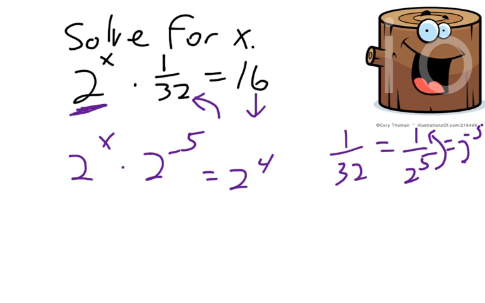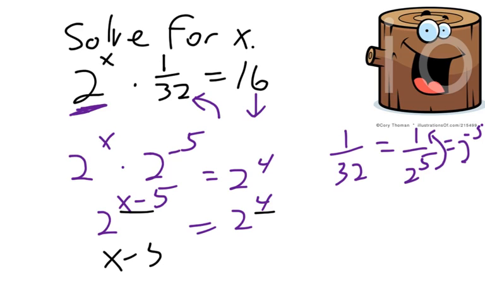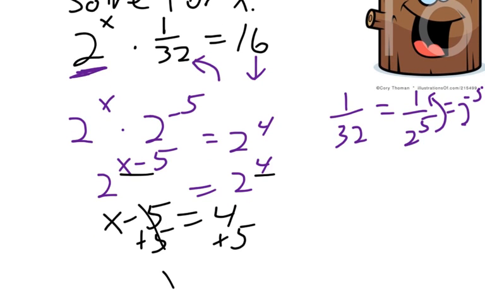So we do have the same base on this one. So since we have the same base and we're multiplying here, we can just add the exponents. So it really reads 2 to the x minus 5, we can just add those together, equals 2 to the fourth. And now since we have the same base, we can set the exponents equal to each other. So it's just x minus 5 equals 4 plus 5, and x equals 9.